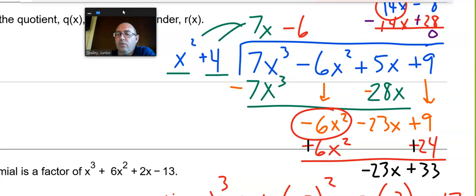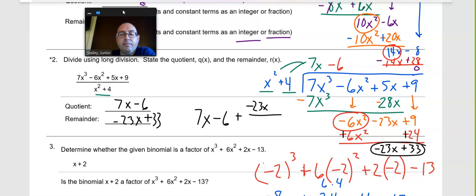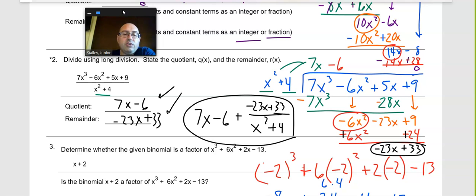Well, x squared can't go into -23x. So guess what? You found a binomial remainder. Yes, folks, the entire thing is the remainder. Okay, so we ended up with 7x minus 6 and -23x plus 33. Now, in pre-calc next year, they will ask you to write it like this. So in pre-calc, that'll be your answer. But for this Math Excel question in Algebra 2, they'll let you do it like that. But when you get all grown up next year, that'll be the way you do it.